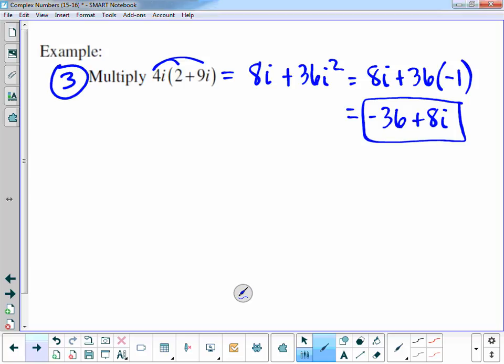Okay, so never put a final answer with an i squared, because that's not all the way simplified, because i squared is equal to a negative 1. Okay? All right, let's do one more multiply. Here we go.